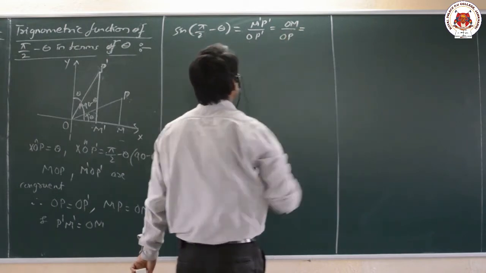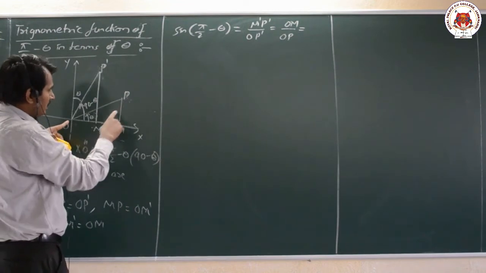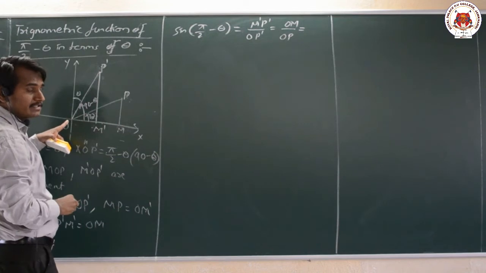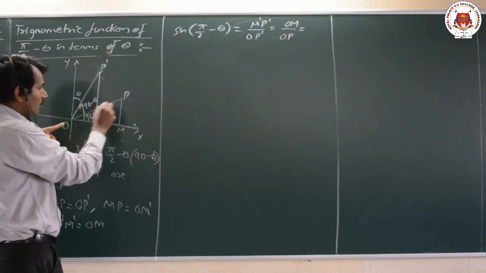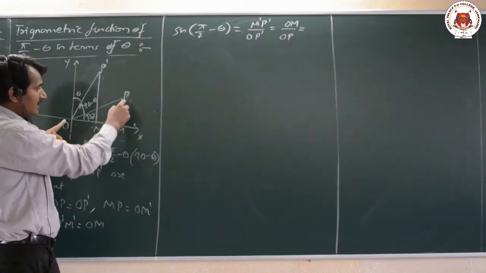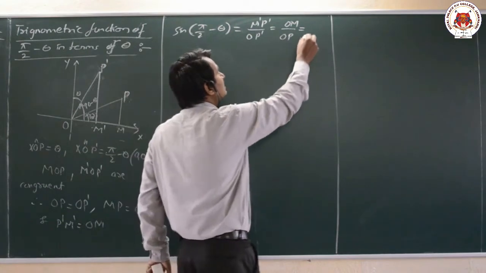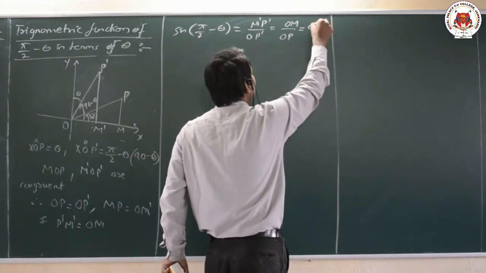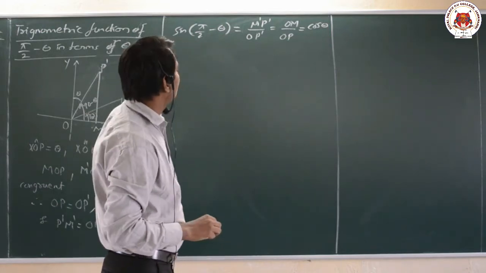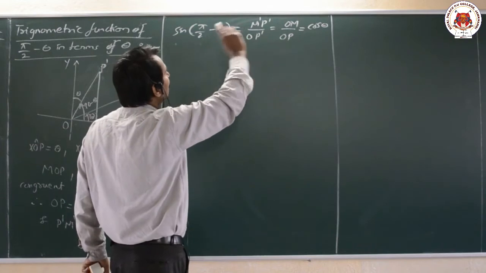Now OM divided by OP, in terms of this triangle POM, is base divided by hypotenuse. What does it define? It is defined as cos theta. Already we have discussed this in the previous class. So sine of pi by 2 minus theta will be cos theta.